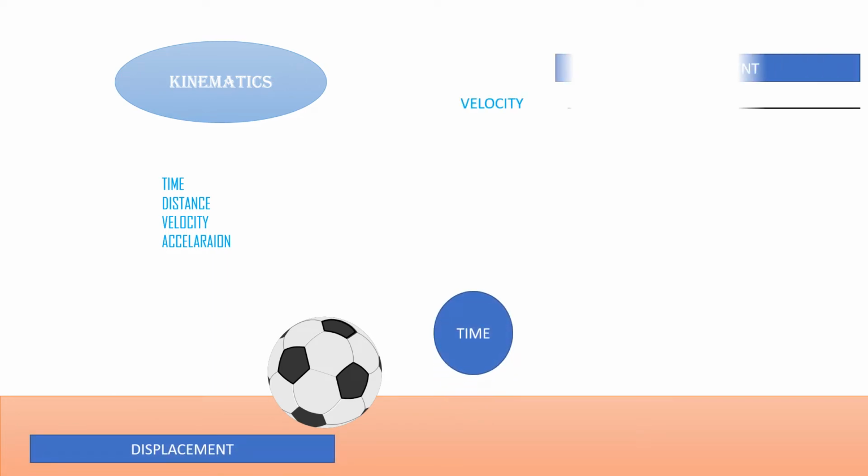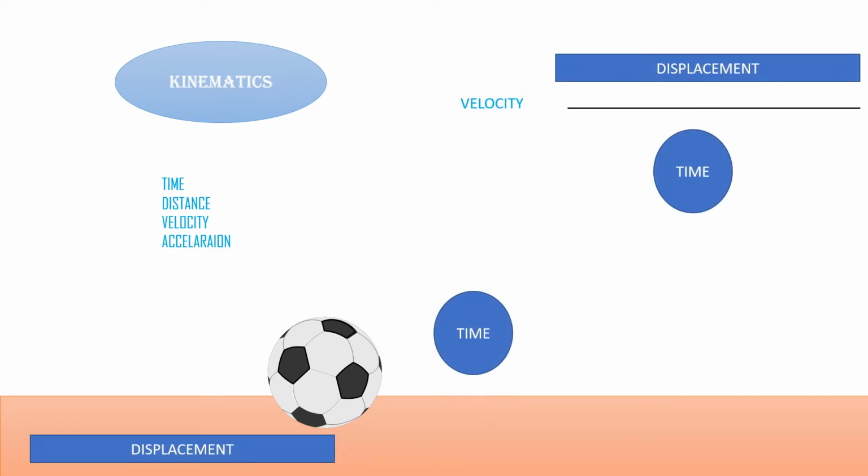Kinematics deals with time, distance, velocity, and acceleration. Let this ball be displaced with respect to time. Then velocity is the ratio of displacement and time.